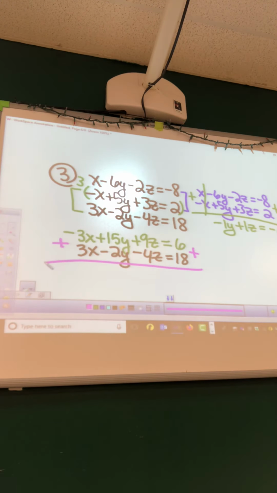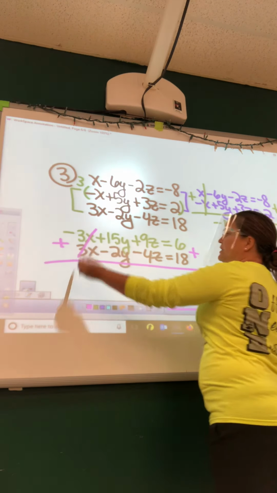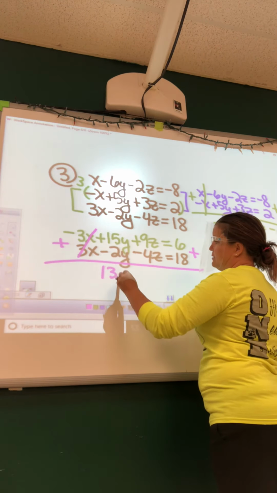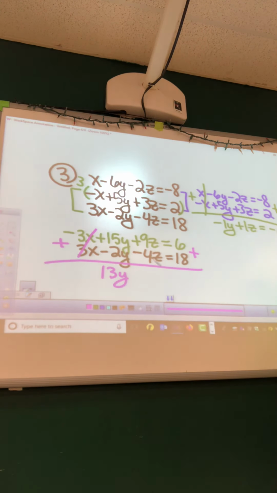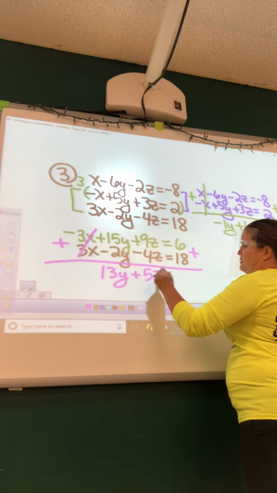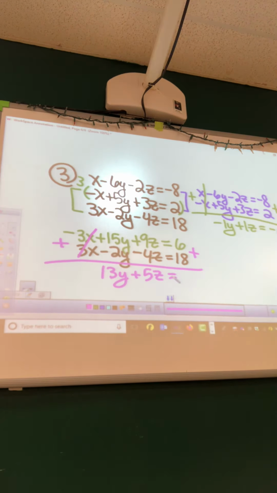All right. X's eliminate, yes? How many y do we have left? 13y. How many z do we have left? 5. And what do we have as a number on the other side? 24.